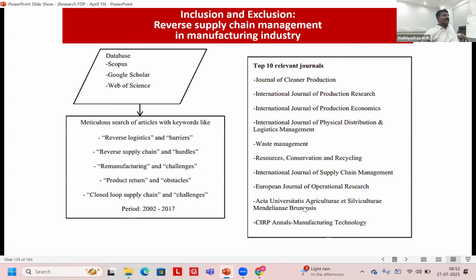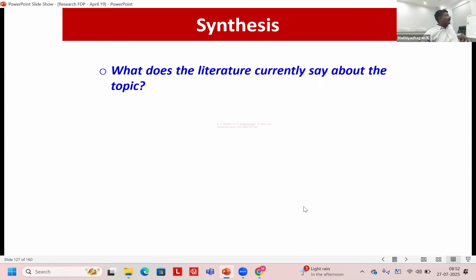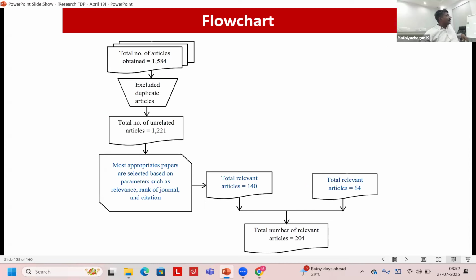From the top 10 journals, I will consider it. Then from there, how many papers did I consider? Exactly, 64. So total, 204. Now the question is what?